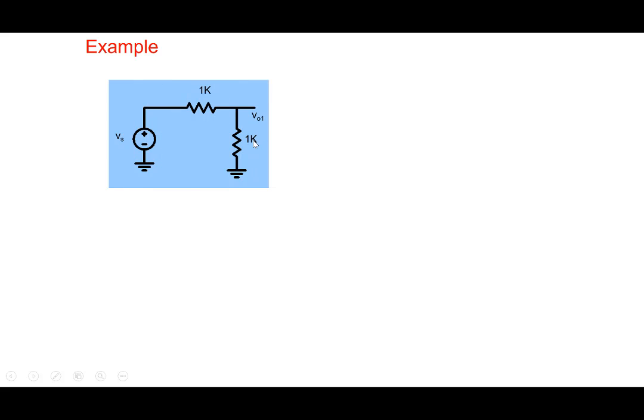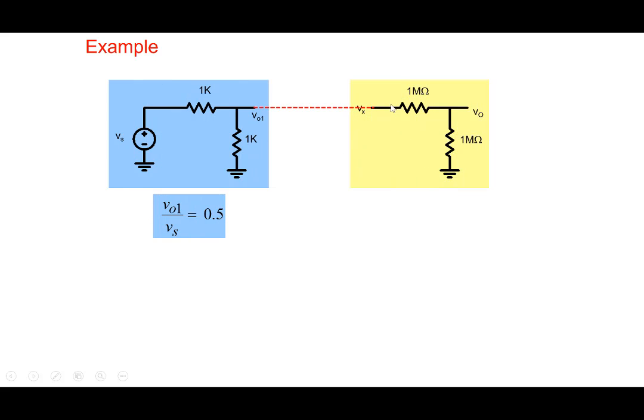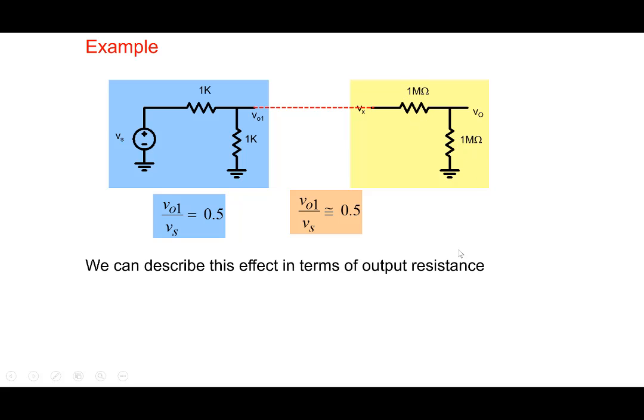Example, 1K, 1K here, and 1 mega ohm, 1 mega ohm here. So the ratio was 0.5, the ratio was 0.5. Now you connect the two together, you will find V01 over Vs is still 0.5. The second one acts as a load. It loads the first one, but the loading effect is small because the resistances here are 1K and the resistances here are 1 mega ohm. We can describe this effect in terms of output resistance.